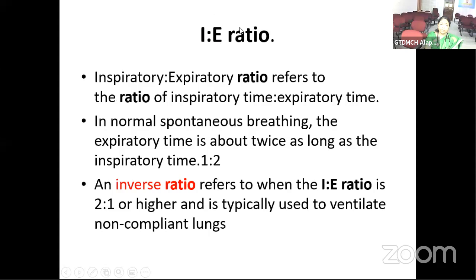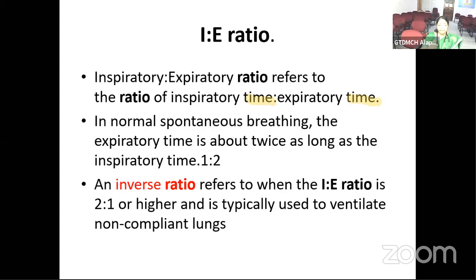The next terminology is the IE ratio, or inspiratory expiratory ratio. In a normal ventilator setting, the inspiratory expiratory ratio refers to the ratio of inspiratory time to expiratory time. Usually we give more time for expiration, so it is not 1:1, it is 1:2. But in ARDS, we have to give more time for inspiration, so we are inverting the IE ratio. So it is called inverse ratio ventilation.